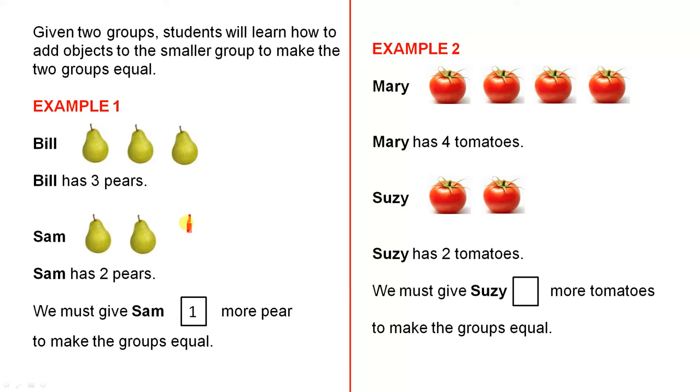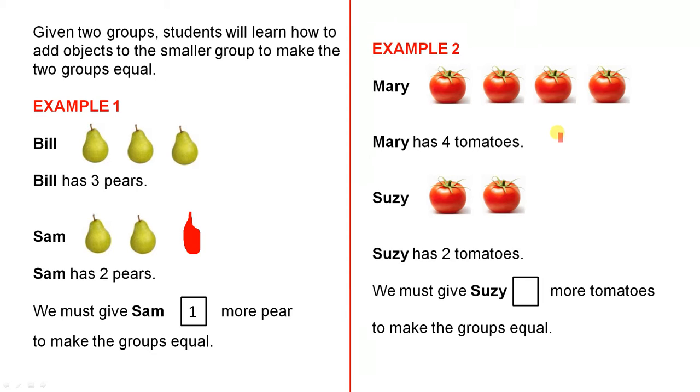So if we have the extra pair here, that's not a bad looking pair, is it? It's just the wrong colour, but that doesn't matter. There we are. So if we give Sam one more pair, then each of them has 3 pairs. So that's the idea of these exercises.